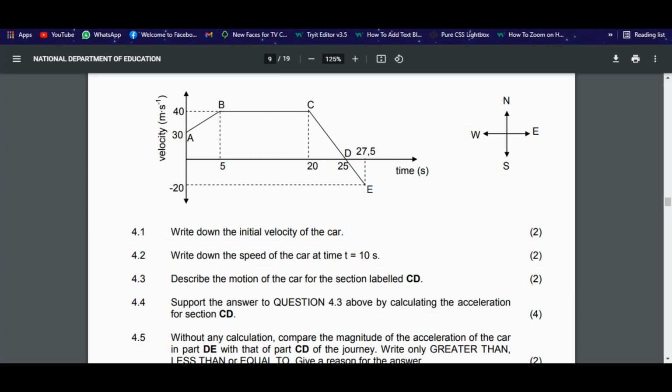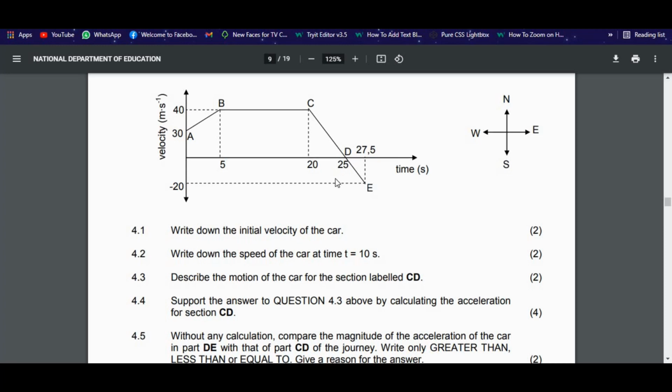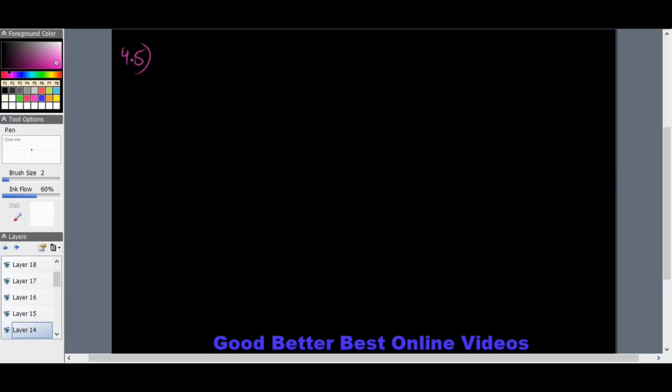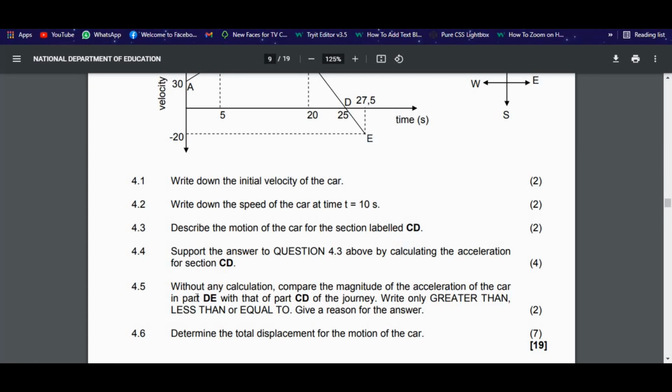Yes. From the options that they've given us, it is going to be equal to. In other words, they ask about the magnitude of the acceleration from C to D being the same as from D to E. So we're going to write down our answer as equal to, and the reason is because the gradient is the same gradient. Spectacular. Beautiful. Excellent.